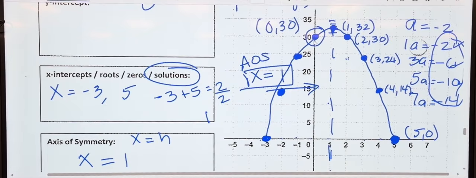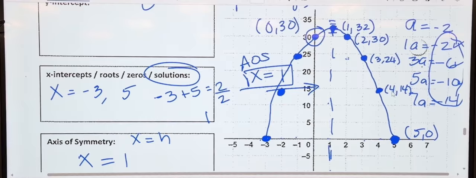Here's another question. What is the maximum height of this ball? If you're telling me this ball started at 30 feet above the ground, what is the maximum height that this ball reached? What is it? It reached 32 feet. Why is it not 132?